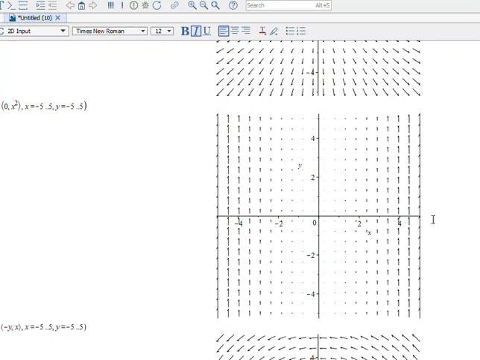So notice that all of these vectors are pointing upward. The larger the x, the longer the vector, because x squared gets bigger and bigger. Even on the negative side, the further away I go from the origin, the larger x squared becomes. So my vectors get longer and longer as I move away from that origin.